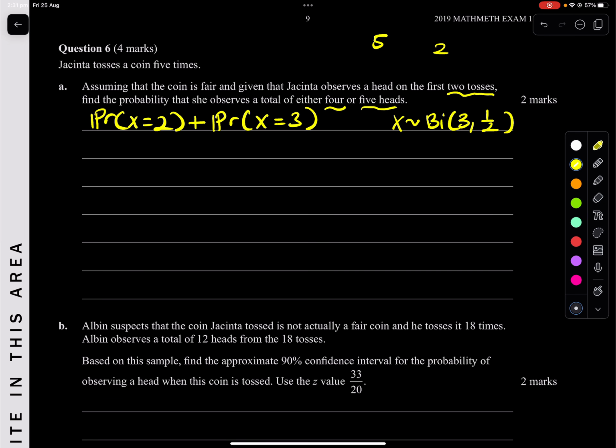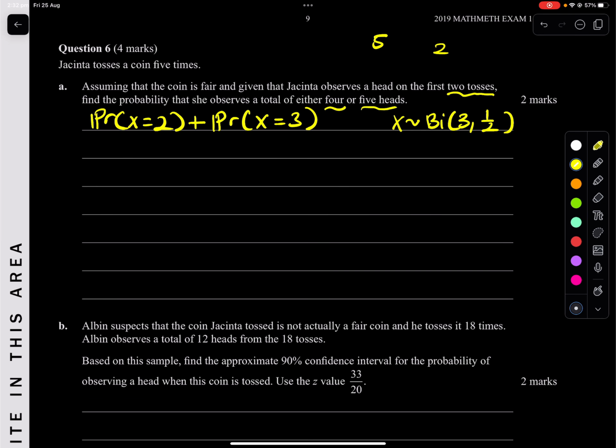The probability of success is a half, because she's thrown a fair coin and we want heads. Is this right? Assuming that the coin is fair, and given that Jacinta observes a head on the first 2 tosses, she's thrown it 5 times, she's already observed 2 heads. Find the probability that she observes a total of 4. To get 4, we already know she has 2, so she needs another 2 to make it 4, and also another 3 to make it 5. So probability X equals 2 and probability X equals 3.